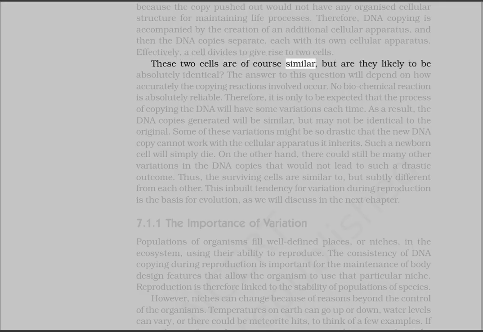These two cells are of course similar, but are they likely to be absolutely identical? The answer to this question will depend on how accurately the copying reactions involved occur. No biochemical reaction is absolutely reliable. Therefore, it is only to be expected that the process of copying the DNA will have some variations each time. As a result, the DNA copies generated will be similar, but may not be identical to the original. Some of these variations might be so drastic that the new DNA copy cannot work with the cellular apparatus it inherits. Such a newborn cell will simply die. On the other hand, there could still be many other variations in the DNA copies that would not lead to such a drastic outcome. Thus, the surviving cells are similar to, but subtly different from each other. This inbuilt tendency for variation during reproduction is the basis for evolution, as we will discuss in the next chapter.